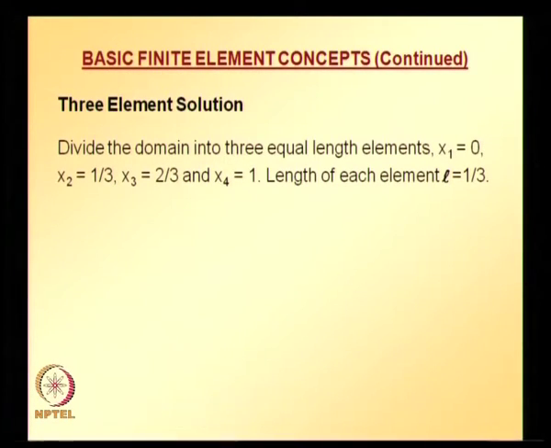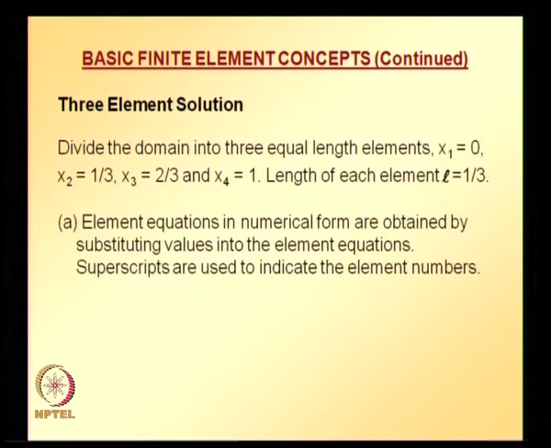3 element solution means we are dividing the entire solution domain into 3 elements, and the nodal coordinate of node 1 is 0, node 2 is 1 over 3, node 3 is 2 over 3, node 4 is 1, and all elements are of same length equal to 1 over 3. Element equations in numerical form are obtained by substituting the nodal values into the element equation that you just now derived.